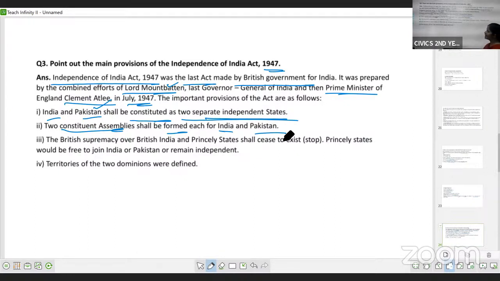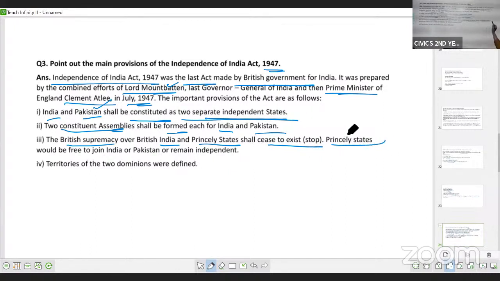Then this act says that British supremacy over India and princely states shall cease to exist. Now Britishers will have no control over any part of India. Okay, be it British India or a princely state.